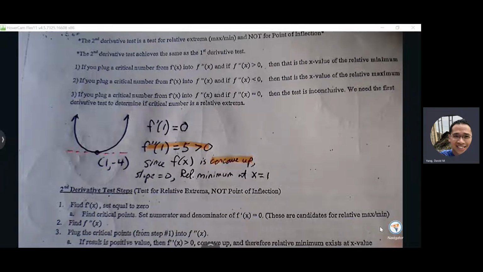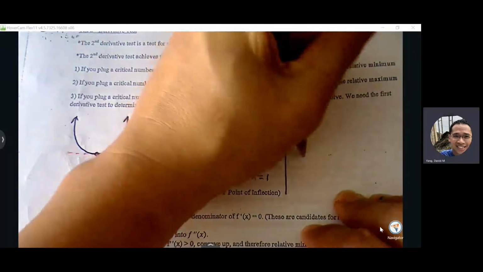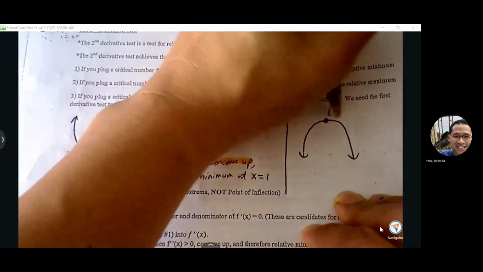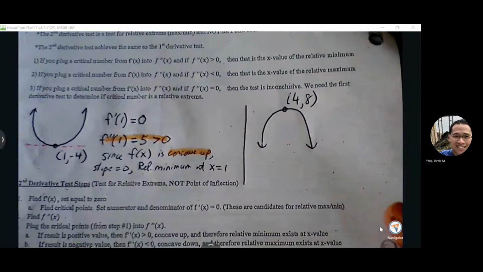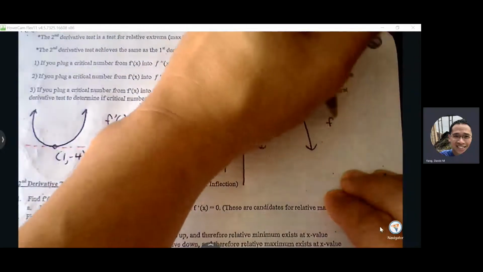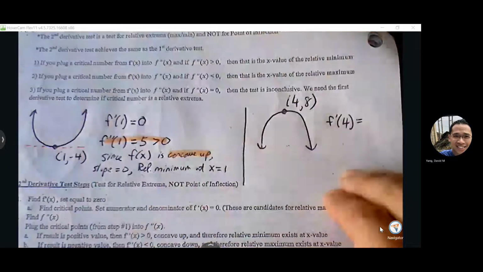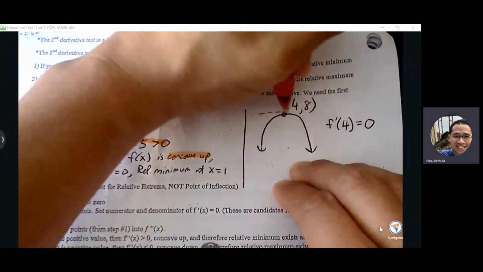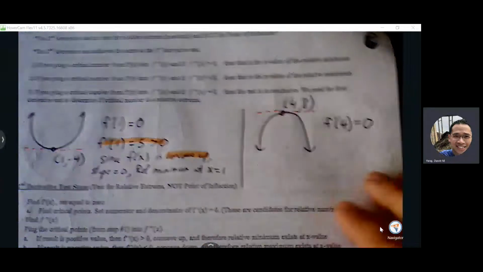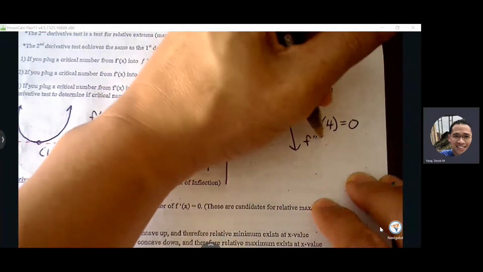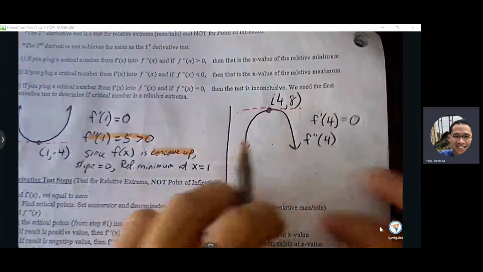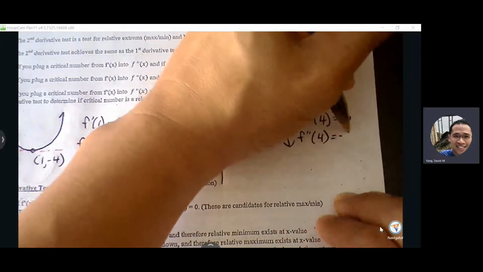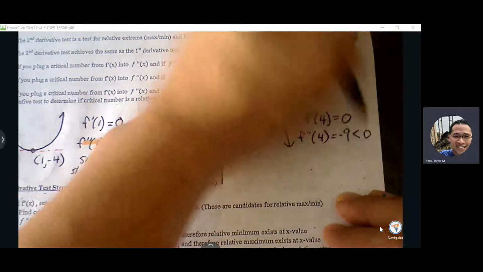So likewise, let's say I have another graph that looks like this. And let's say I have an ordered pair here at (4, 8). Okay. What would you say f prime of 4 is equal to? Also 0, right? That's a slope 0. But the difference here is, right, the concavity is different. f double prime of 4, what would you expect out of this? To be less than 0, right? So maybe this is -9. I'm just choosing, it could be any number less than 0, right?